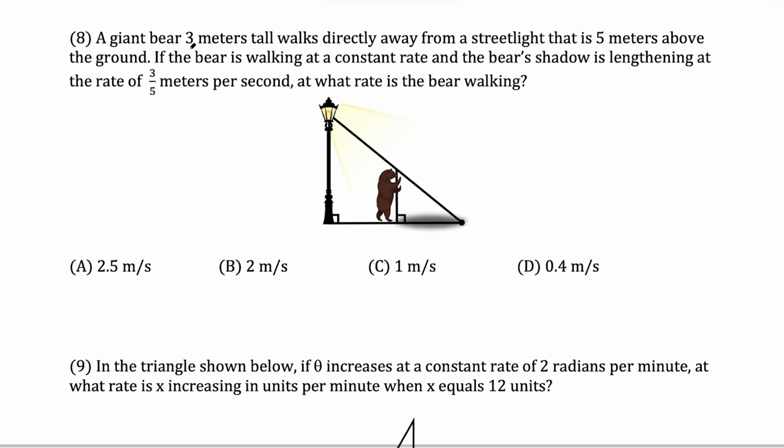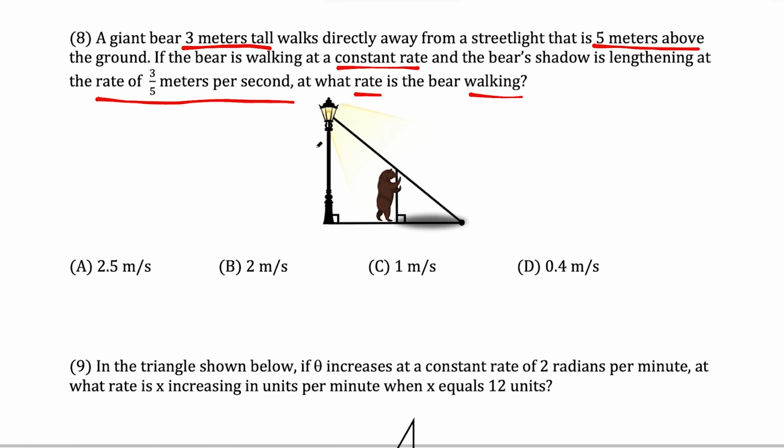Question 8, we have a giant bear 3 meters tall walks directly away from a street light that is 5 meters above the ground. If the bear is walking at a constant rate and the bear's shadow is lengthening at a rate of 3/5 meters per second, at what rate is the bear walking? So this question involves a similar triangles concept.